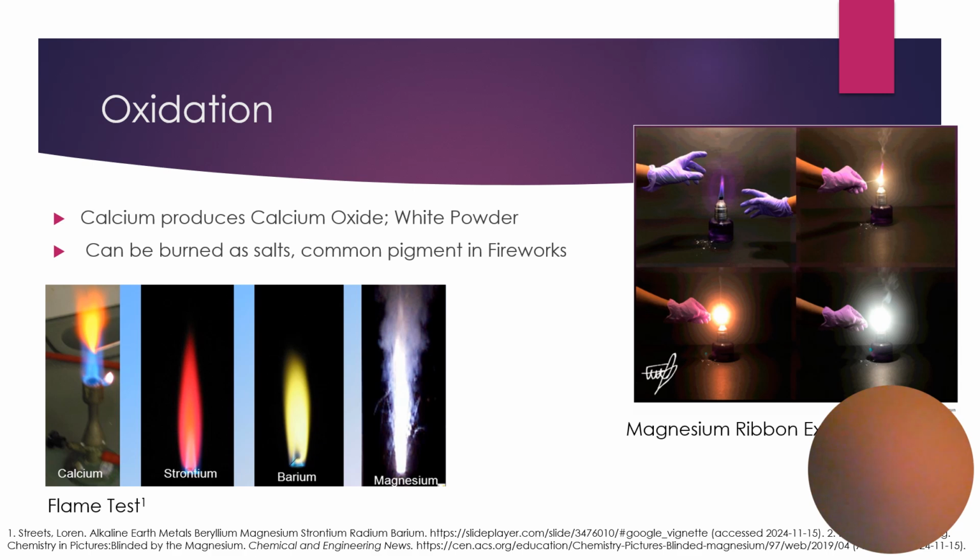So as you can see on the right-hand side of the slide, there is the magnesium ribbon experiment, which is the combustion of magnesium, and it creates a very, very bright white light. However, the other elements in the group do not do that, so calcium and beryllium combustion are much more tame, but this property of oxidation makes these metals very valuable for fireworks. So strontium, barium, and magnesium all produce very vibrant colors.